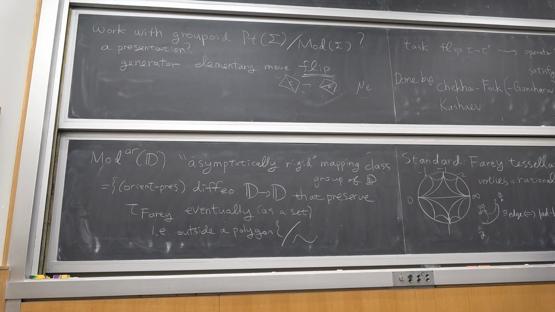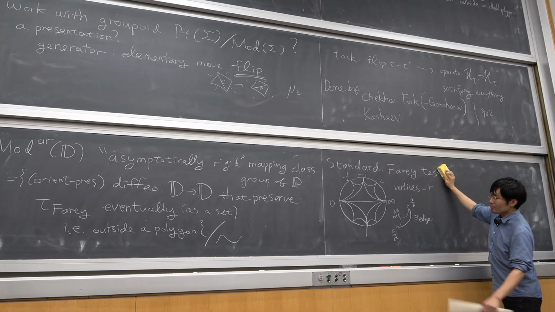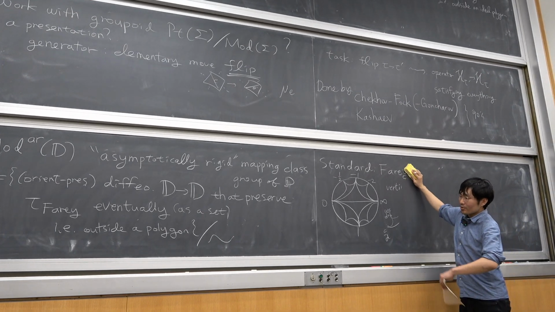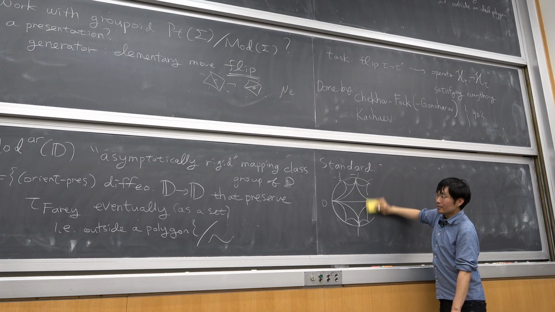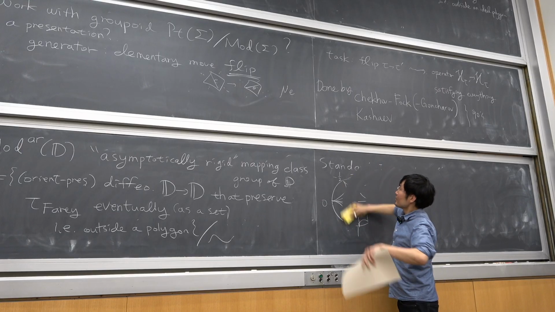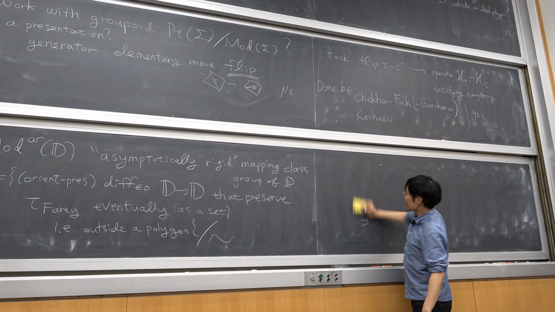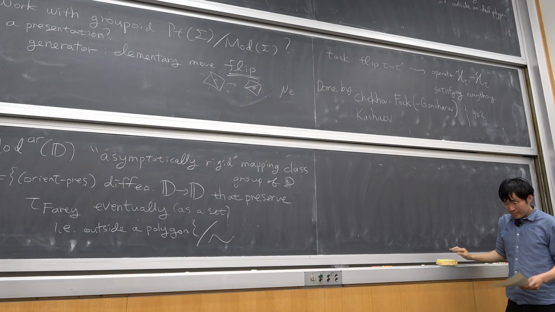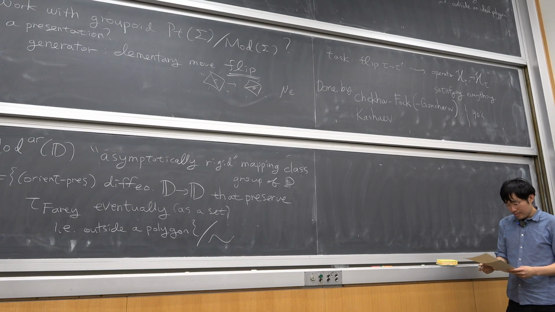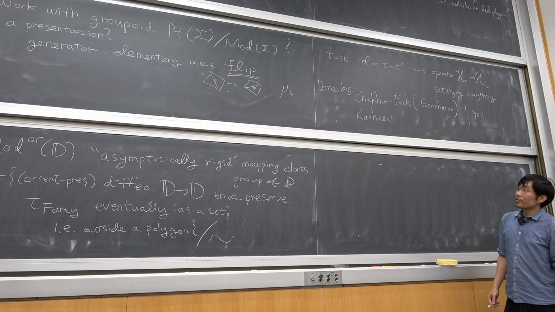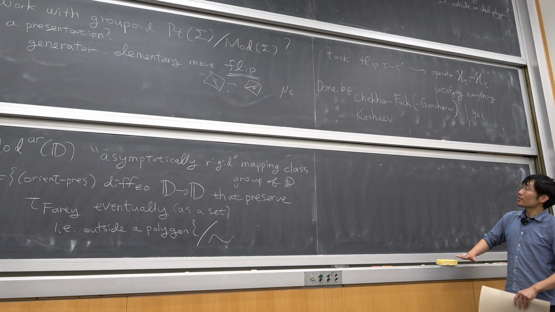So that's how I tried to define such a mapping class group. You apply this diffeomorphism to the Farey tessellation, then you will get a different tessellation, and I want that to be of this type, where it differs from Farey only at a finite polygon. And then now we have almost all the ingredients to apply to.